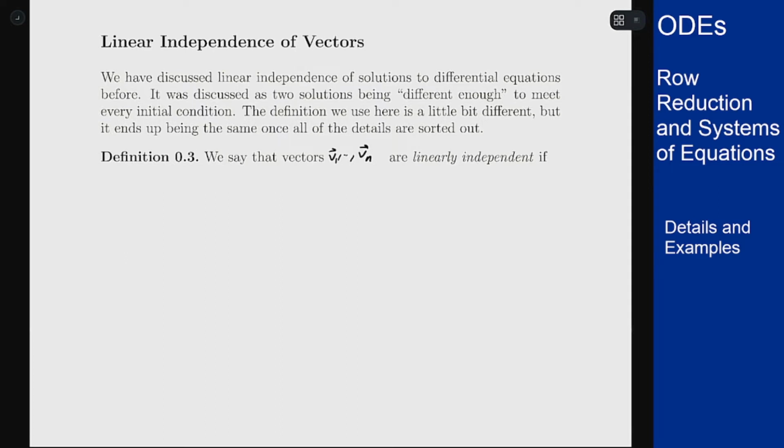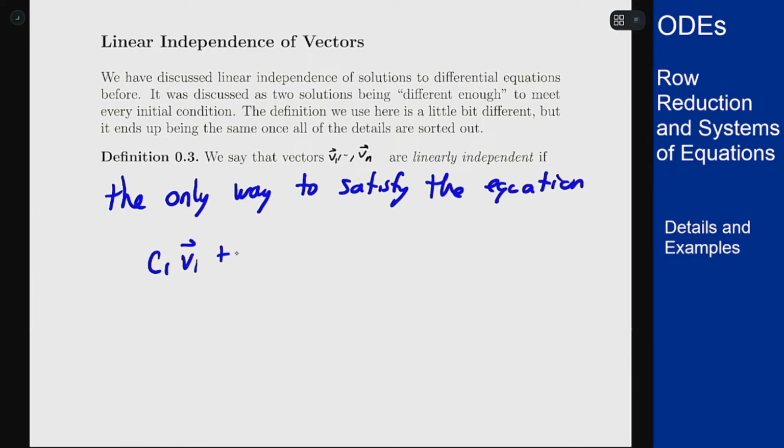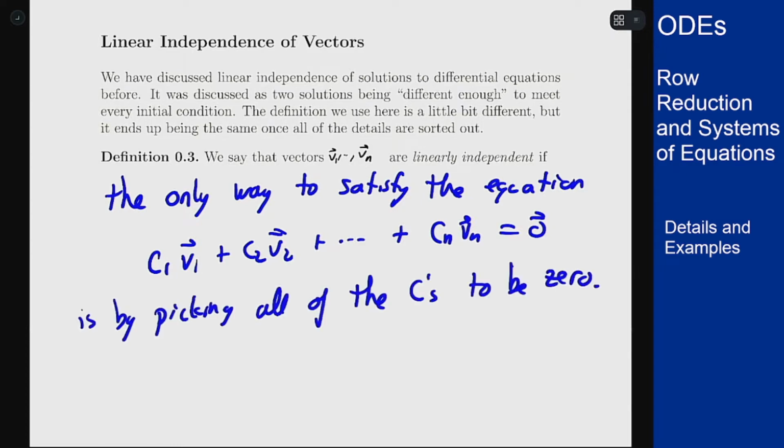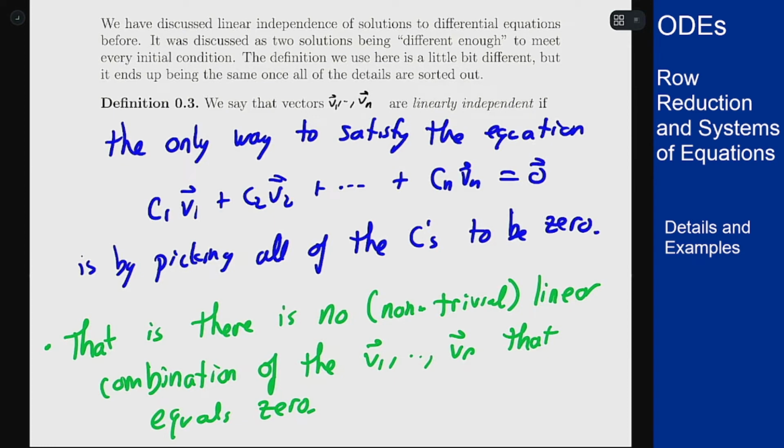And so we say that vectors v1 through vn are linearly independent if the only way to satisfy the equation c1 times v1 plus c2 times v2 plus cn times vn equals 0 is by picking all of the c's to be 0. That is, there is no non-trivial linear combination of the v's that equals 0 unless I pick every single constant to be 0. And I wrote here non-trivial linear combination because if we pick the c's all to be 0, we get 0 no matter what. So what we're looking for is whether there is another combination that gives me 0, and if not, we say the vectors are linearly independent. Otherwise, if there is some other combination that makes it 0, we say they are linearly dependent.